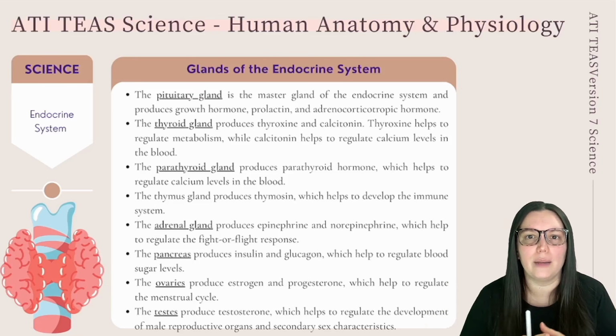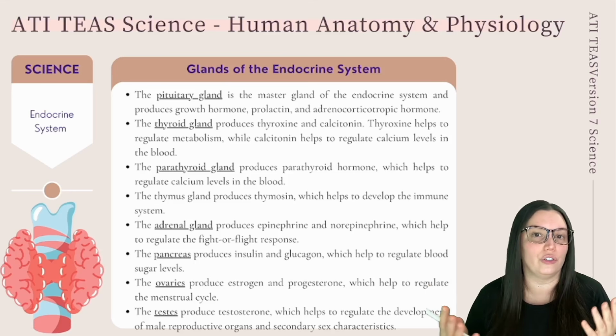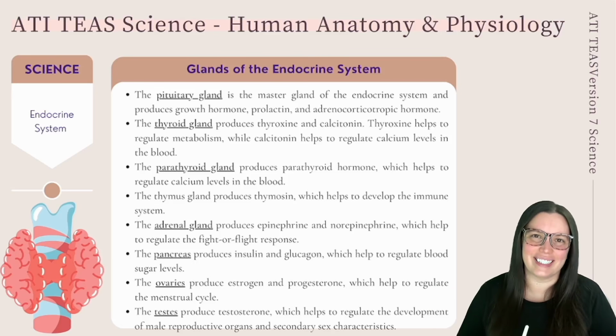The adrenal gland produces epinephrine as well as norepinephrine, which helps regulate our fight or flight response. The pancreas produces insulin and glucagon, which helps regulate our blood sugar levels. And then lastly, our testes. Those produce testosterone, which helps regulate the development of male reproductive organs and secondary sex characteristics.